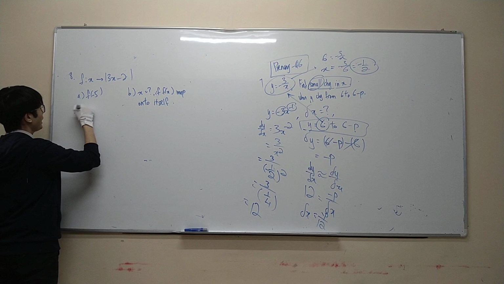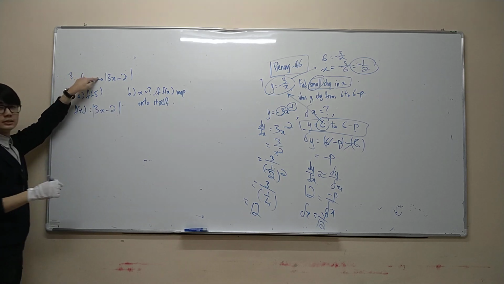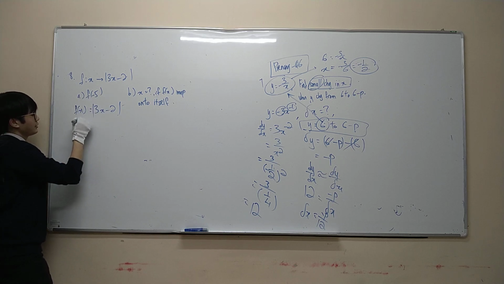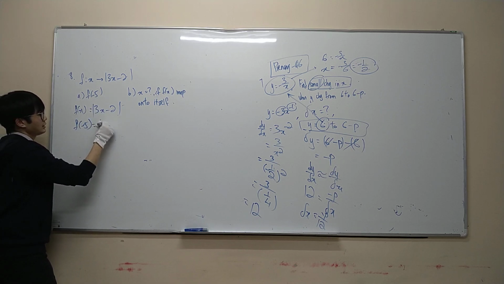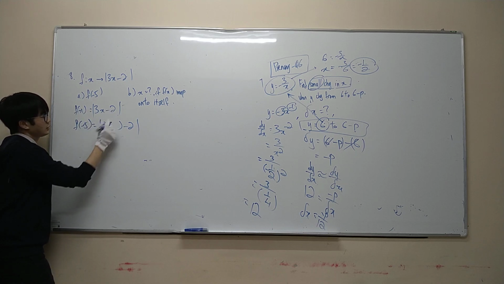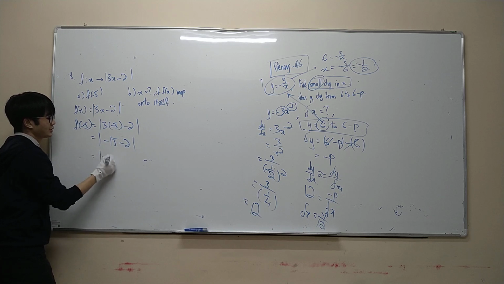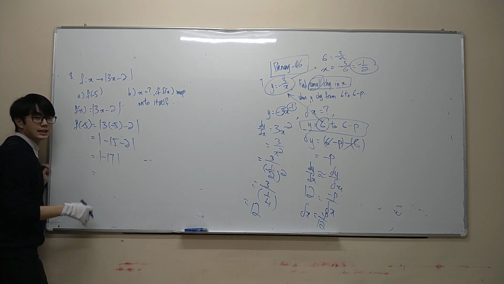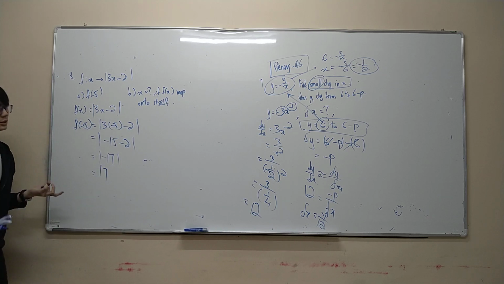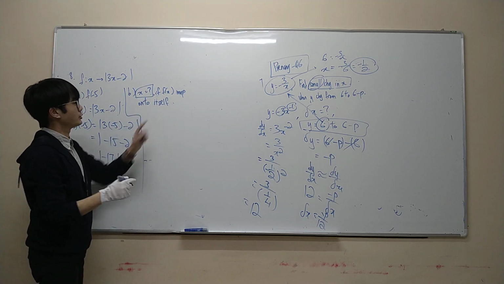So they already tell you f(x) equals to modulus 3x minus 2. Like this. They want you to find f(negative 5). So it's easy lah. So modulus 3x minus 2. But the x already changed to negative 5. So the x here also changed to negative 5. So it will be 3 times negative 5, negative 15 minus 2. So modulus negative 17. What's modulus negative 17? 17. That's all. Next, find value of x if f(x) map onto itself.